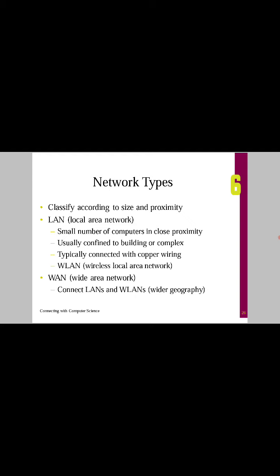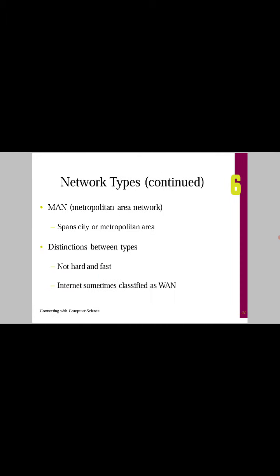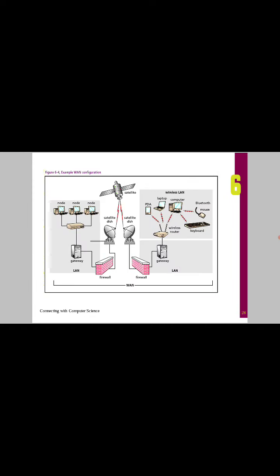So network types. What are the different types of networks? They are classified according to size and proximity. LAN means local area network: a small number of computers in close proximity, usually confined to a building or complex, typically connected with copper wiring. There are also virtual LANs. WAN means wide area network. Another type is MAN, metropolitan area network, which spans a city or metropolitan area. The distinctions between types are not hard and fast. The Internet is sometimes classified as a WAN.